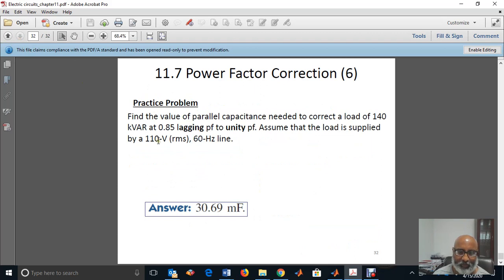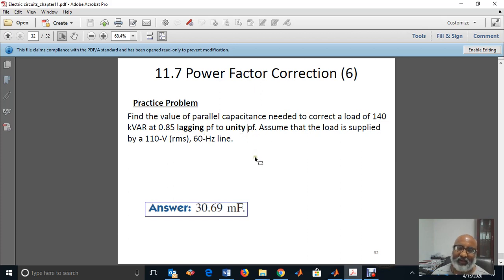Okay, this is a practice problem. It's similar. Find the value of a parallel capacitance required to correct a load of 140 kilovolt ampere reactive. Note that here what is given is Q1. Q1 is in kilovolt ampere reactive, because the unit is volt ampere reactive. And Q1 is given, and the power factor is given, 0.85 lagging. And we want to change from 0.85 lagging to unity power factor.